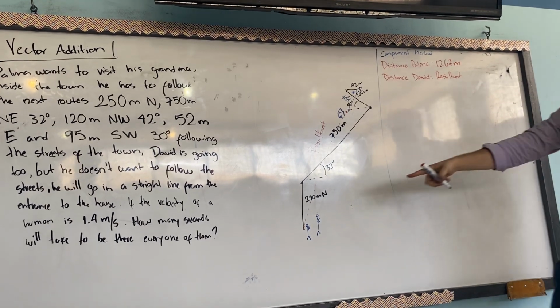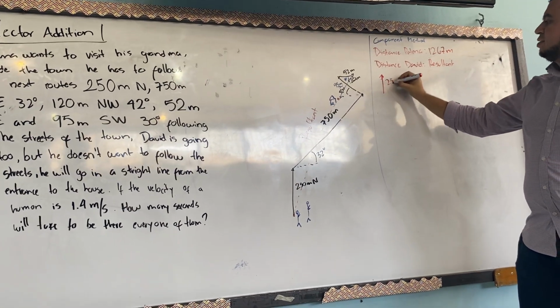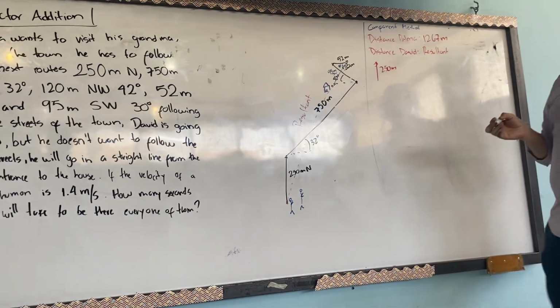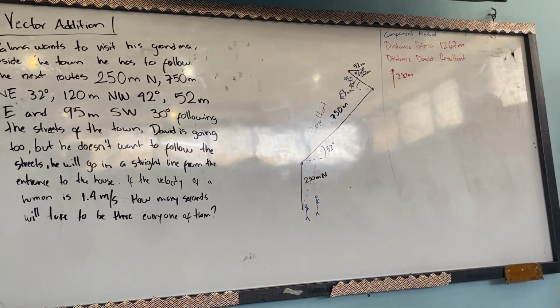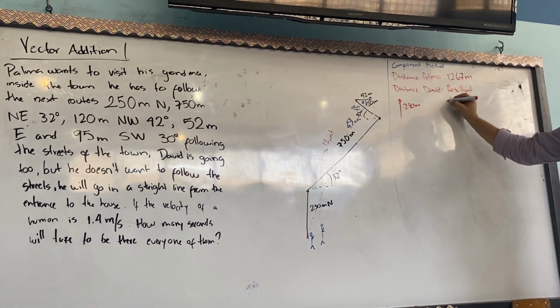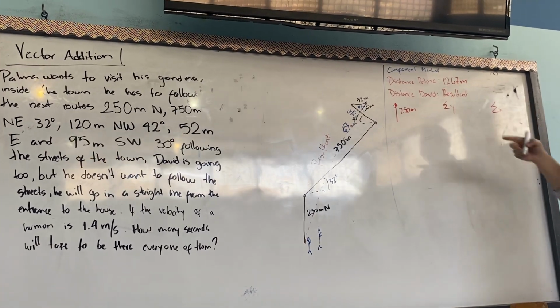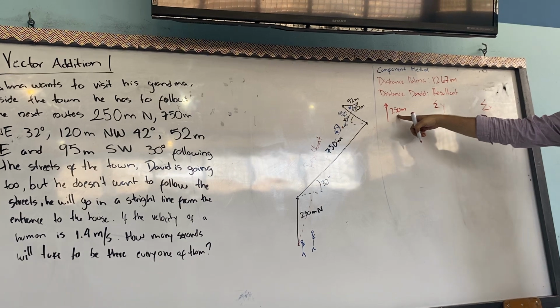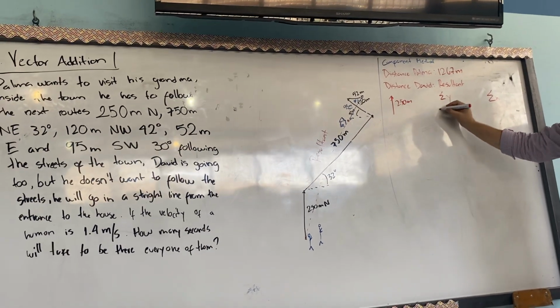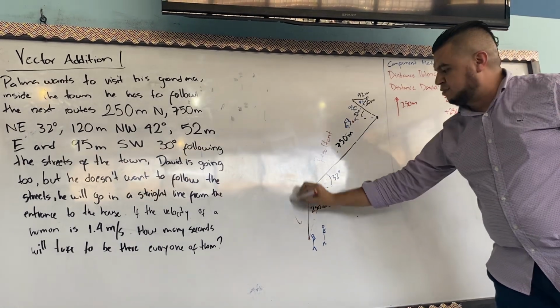So we're gonna start with the first vector that we have, right? This one is 250 meters. This one, what goes? In Y or X? Y. Okay, so we have sum of Y and sum of X, right? So this one is 250 meters. It's positive, so it will be positive 250 meters. We already finished with the first one, right?